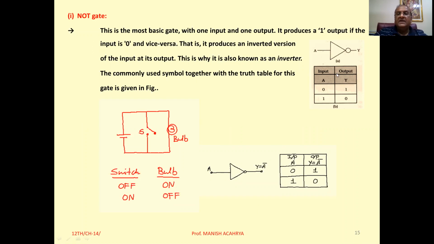And now see, no doubt, these two table and the symbol are the same thing which I represented here. But the important thing which I want to represent here is this one. Symbolically, the output of NOT gate is represented as Y equal to A, and this symbol of bar we have to place over A, and this one is read as Y equal to not A.